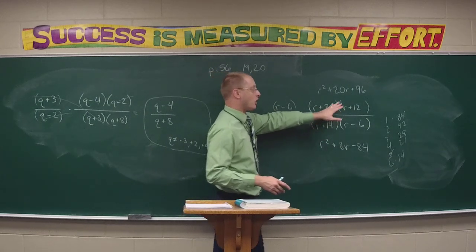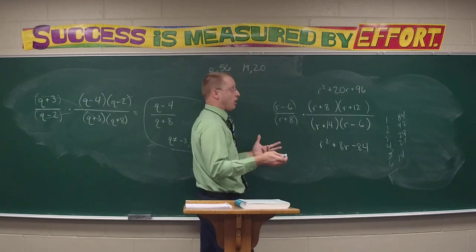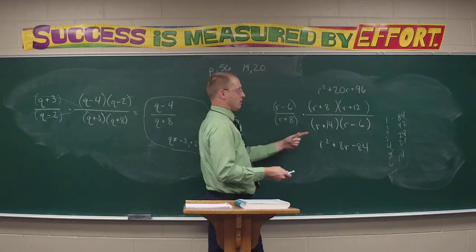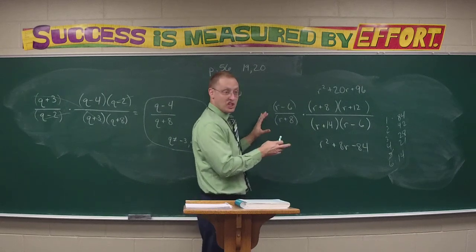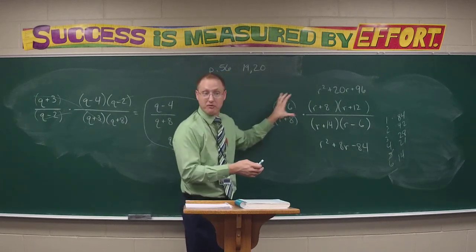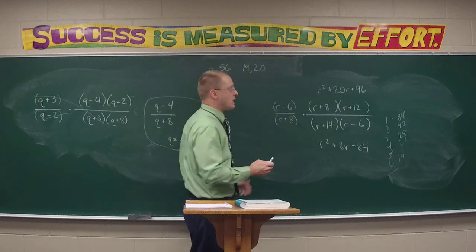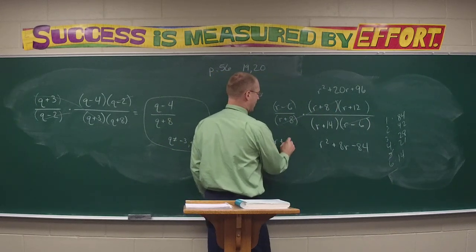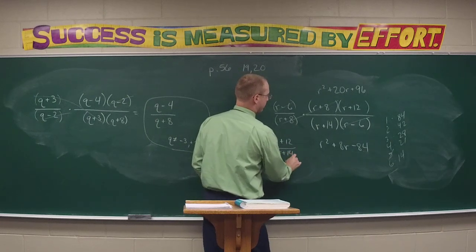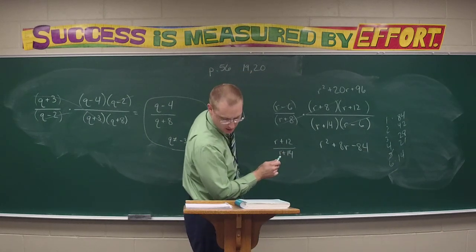Maybe even here on the 96, if you didn't think of 8 and 12 right away. Here's an 8. Maybe there's an 8 in one of these, right? So again, some little ways you can kind of cheat the system. Look at the other fraction to help you figure out what numbers you might want to use if the backwards FOIL's hard. And then, of course, the canceling is the easy part. And I'm getting r plus 12 over r positive 14. Make sure I do copy that right, yeah.